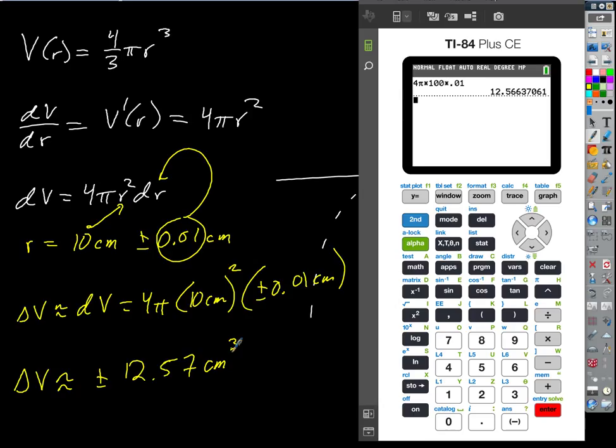The magnitude of the propagated error, really, it's hard to tell as an absolute number if that's good or bad. The only way we can tell is if we compare it to the value of the actual volume.